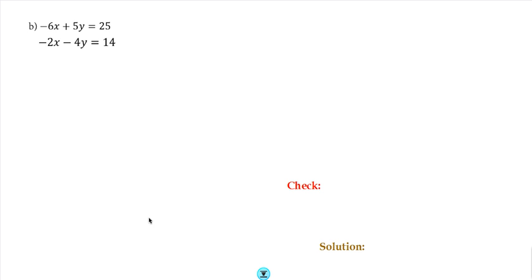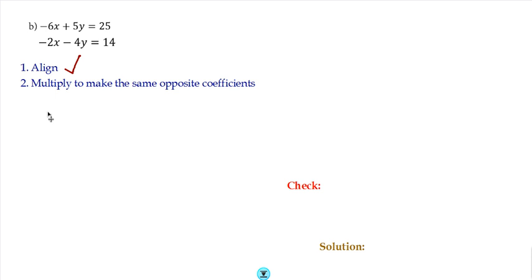All right, so let's check out another one, example part B. So we got this system, and if you look at the equations, x is together, y is together, constants together. So the first step is already done for us. It's already aligned. Perfect. Now the second step is always to multiply to make the same opposite coefficients. Let's see if we have same opposite coefficients, and let's see if we have to multiply or not.